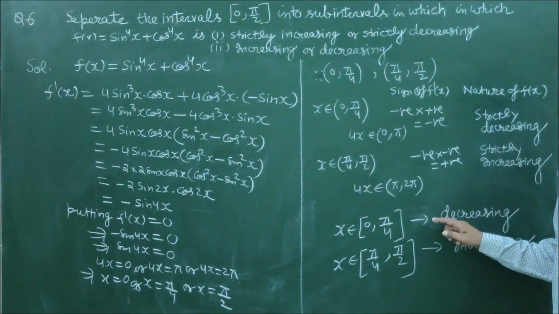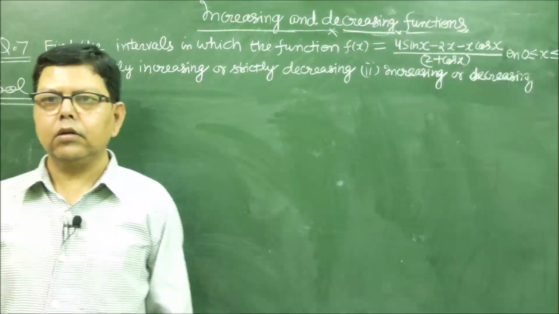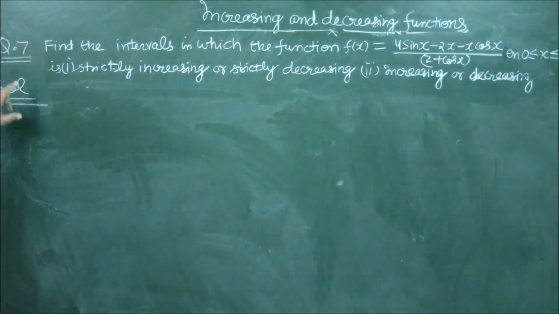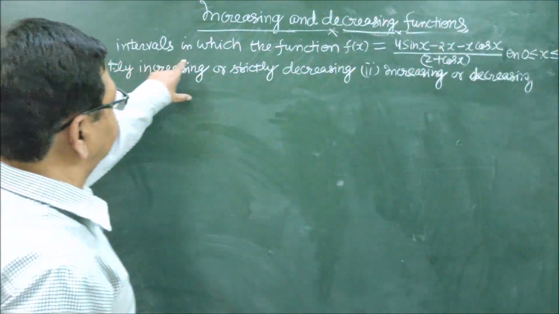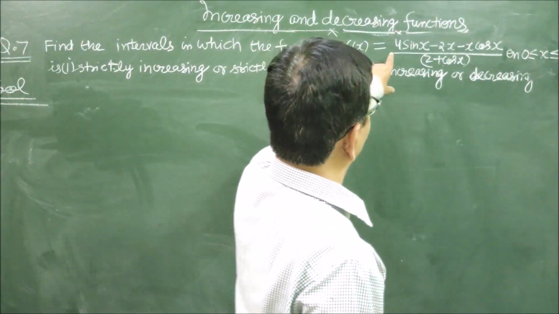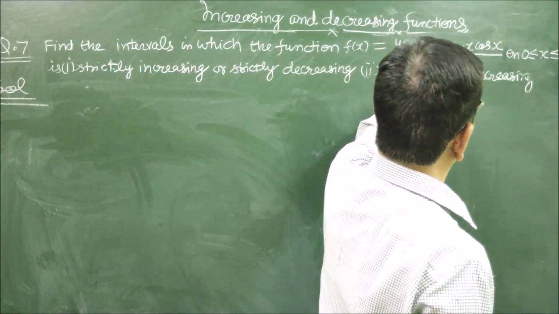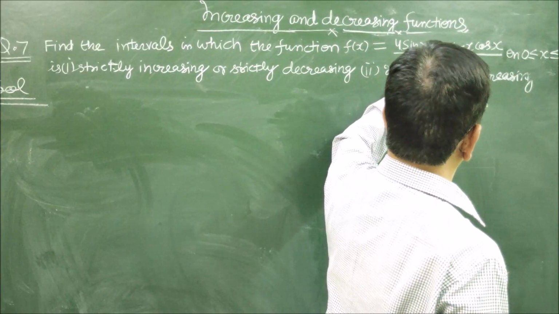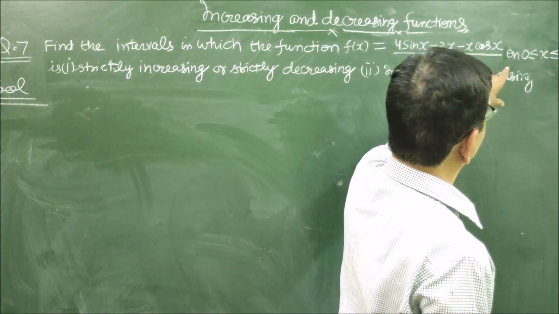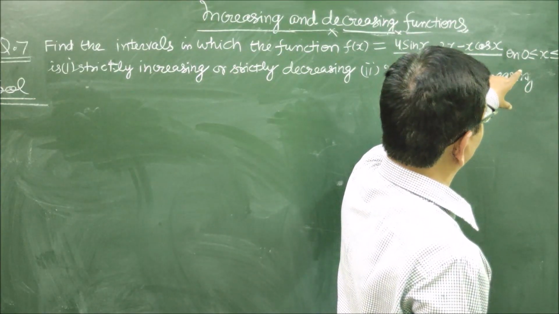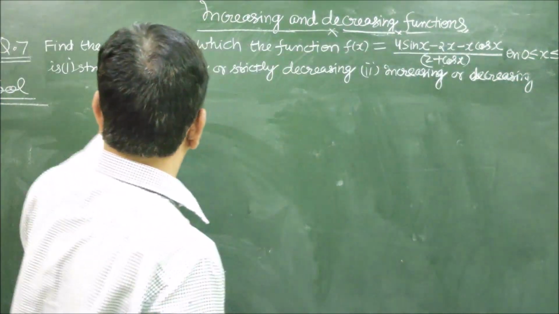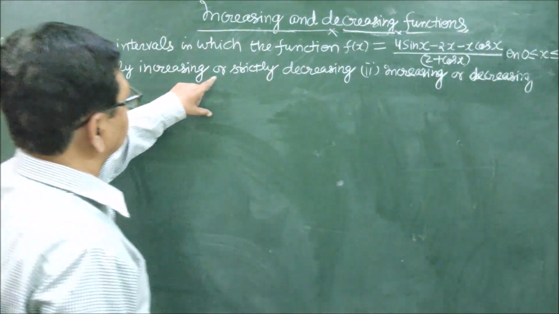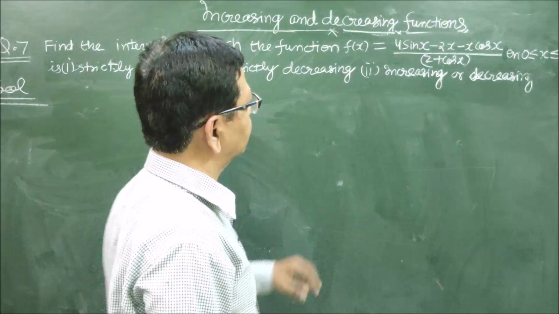So this ends the solution of this question. Now next question, question number 7. Find the intervals in which the function f(x) = (4 sin x − 2x − x cos x)/(2 + cos x), for x greater than or equal to 0 and less than or equal to 2π, is strictly increasing or strictly decreasing.